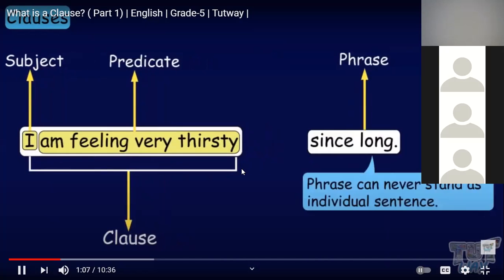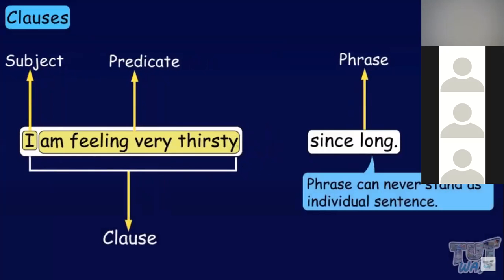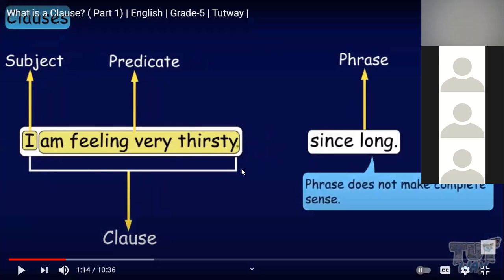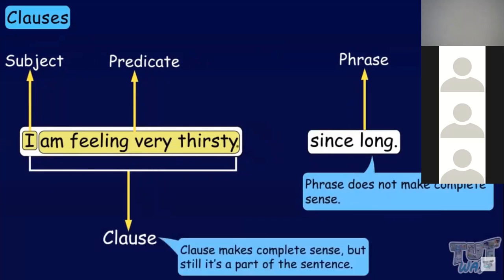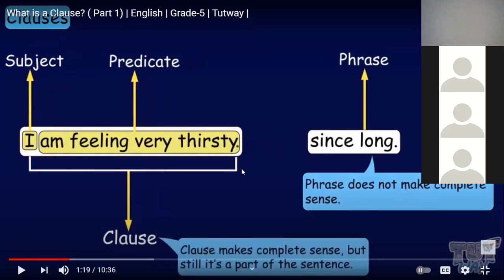Phrases can never stand as individual sentences. So a phrase does not make complete sense, like "since long." It's an adverbial phrase and can't stand alone. But a clause makes complete sense, but still it's part of the sentence. Okay? So focus here. Miss, this is the answer for this question.